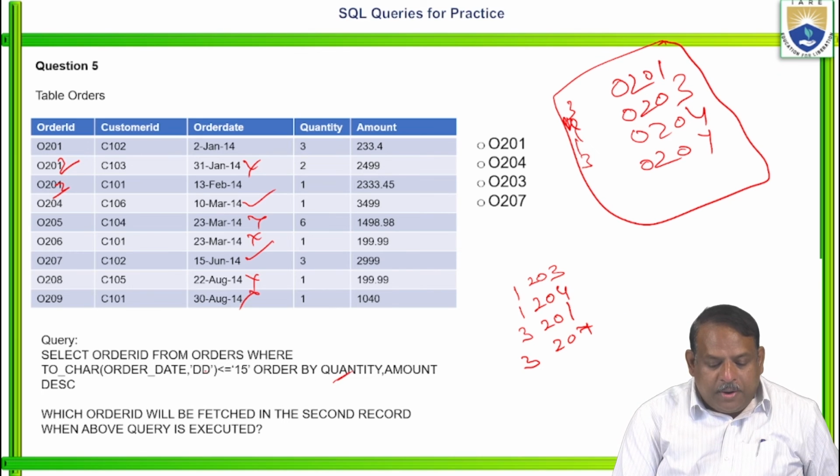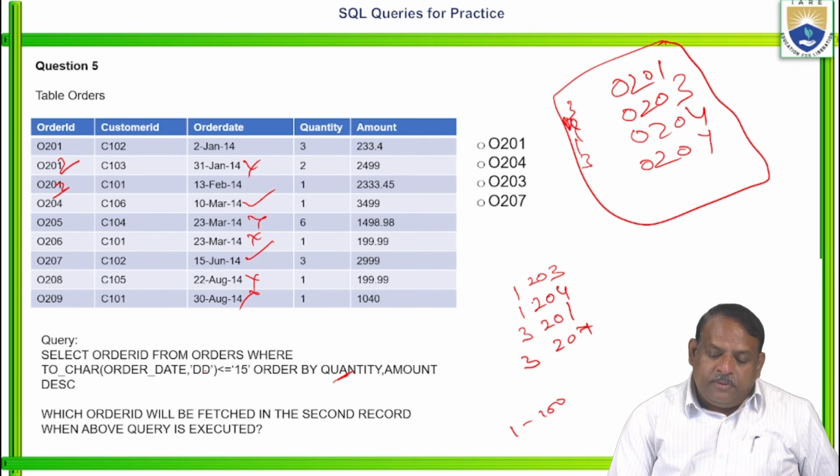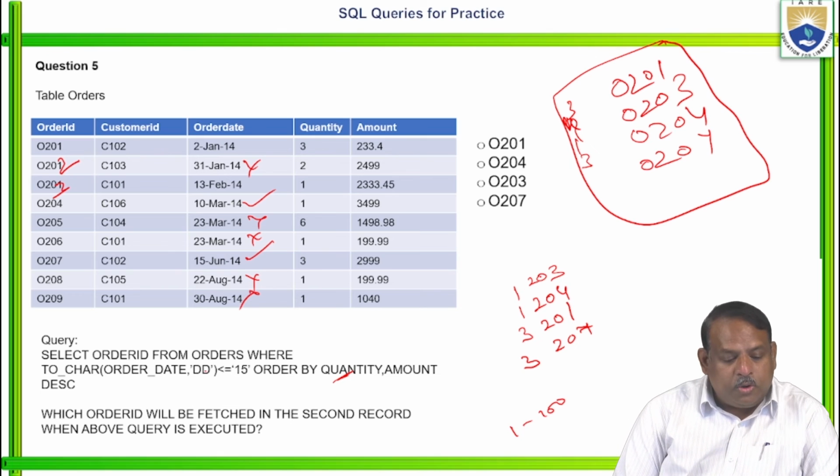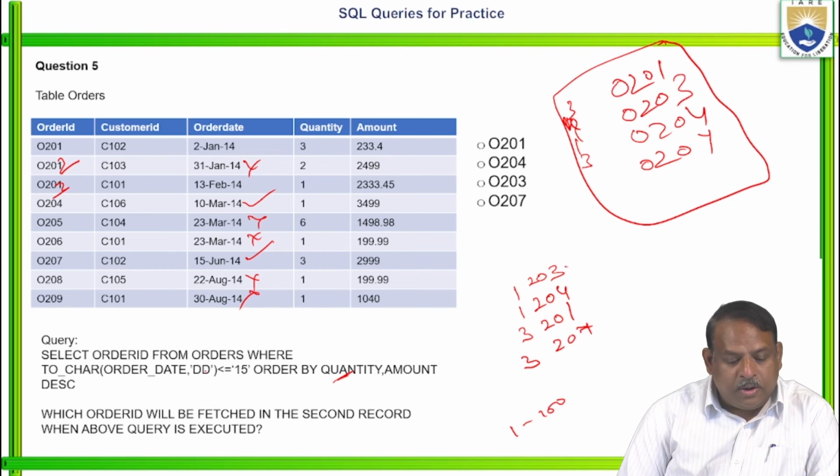Order by quantity is ascending, meaning 1 to 100, so 1 will be the first value. So 203 is 1 and 204 is 1, and then 201 is 3 and 207 is 3.